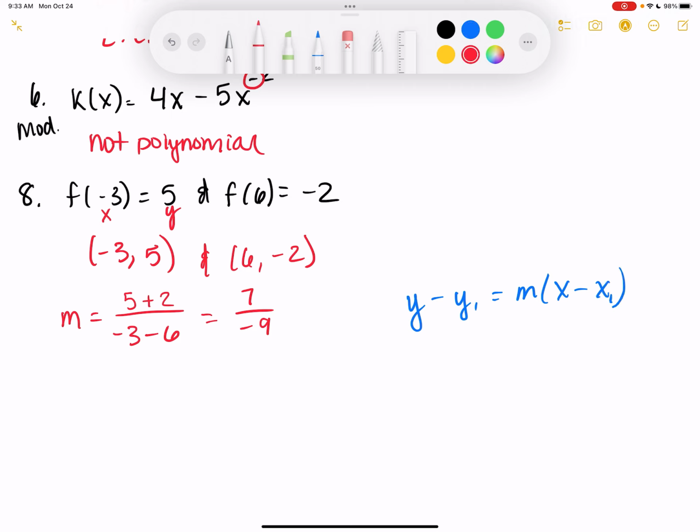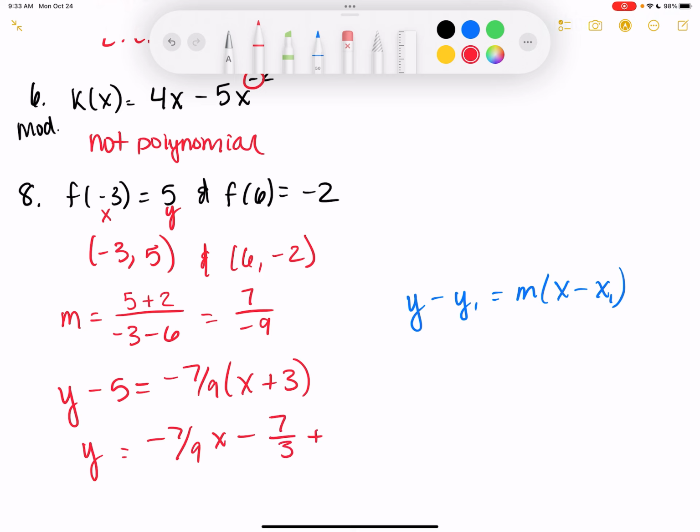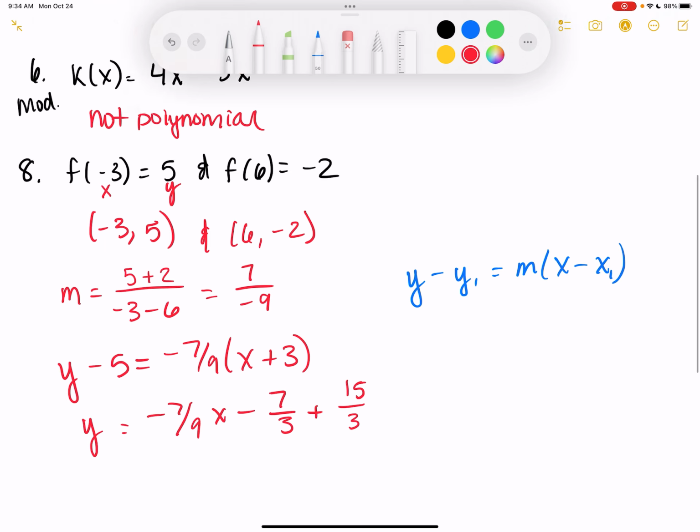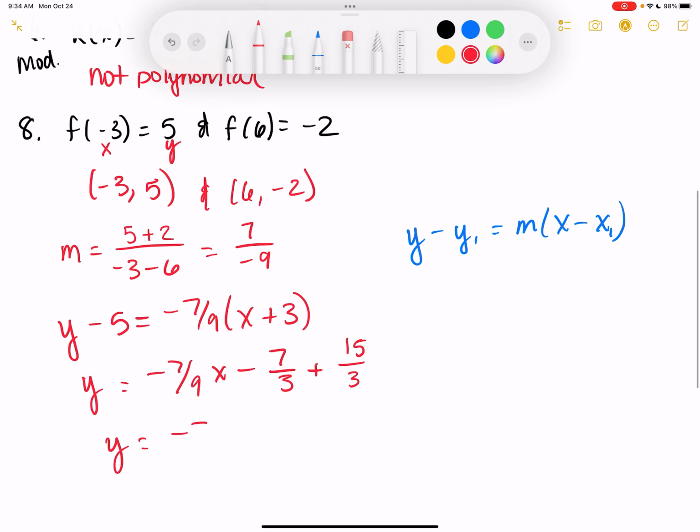So it doesn't matter which point I pick, so I'm going to pick the first one. Y minus 5 equals negative 7 over 9 times x minus negative 3, so plus 3. So then y equals negative 7/9 x minus 7 over 3 plus 5, which over 3 would be 15. And then y equals negative 7 over 9x plus 8 over 3.